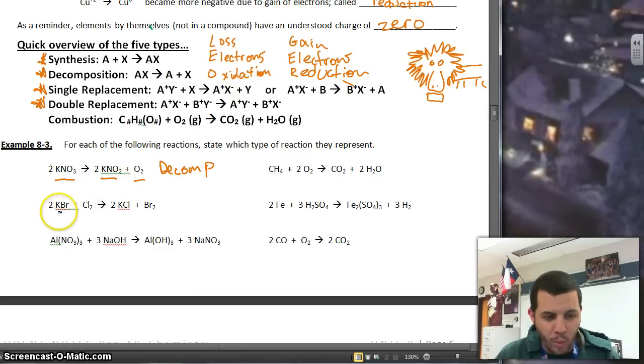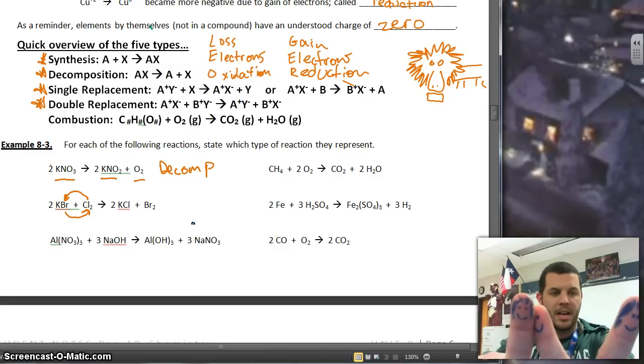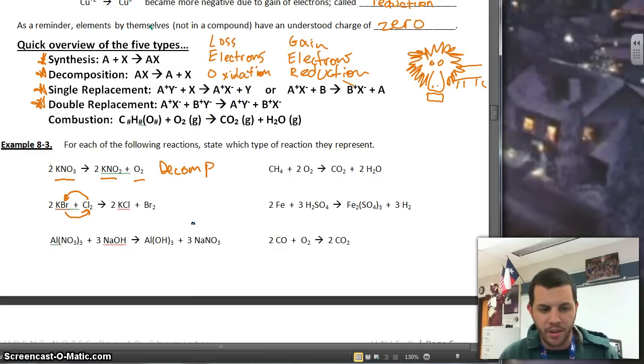Now this one, KBr plus Cl, is a switcheroo sort of situation. Now we've got KCl plus Br2. So this one is, oh, I'm at the school dance, and now I'll switch to a different partner. So this one is single replacement.